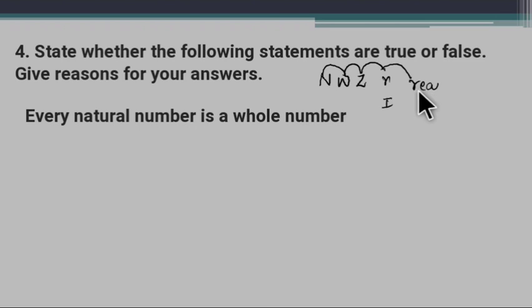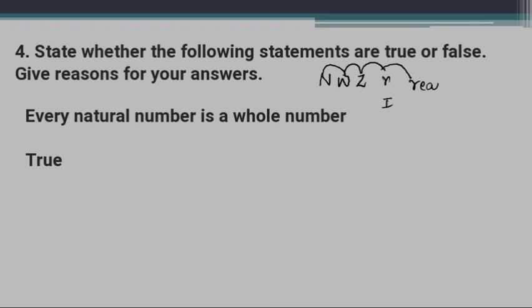What is the reverse order? All the real numbers are not rational numbers, all the rational numbers are not integers, all the integers are not whole numbers, and all the whole numbers are not natural numbers. This order is true, but the reverse order is not true. So every natural number is a whole number. So this order is true, right? So this answer is also true.